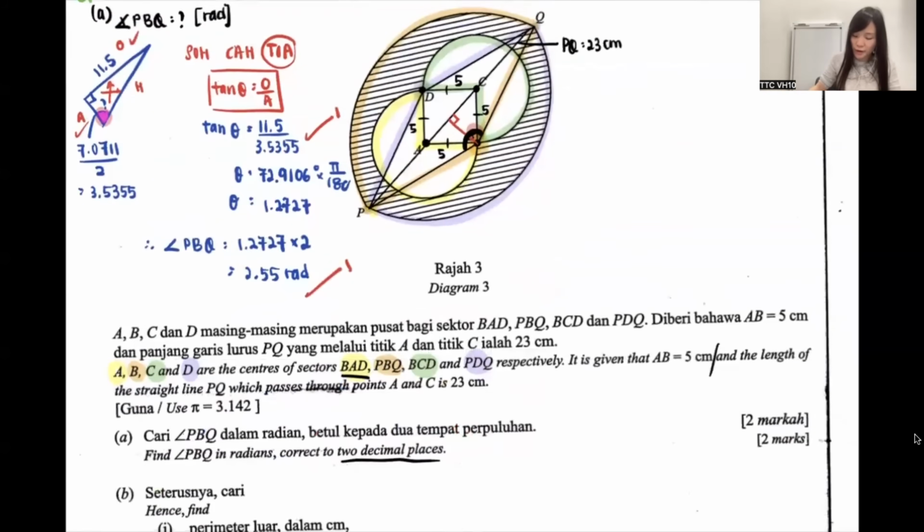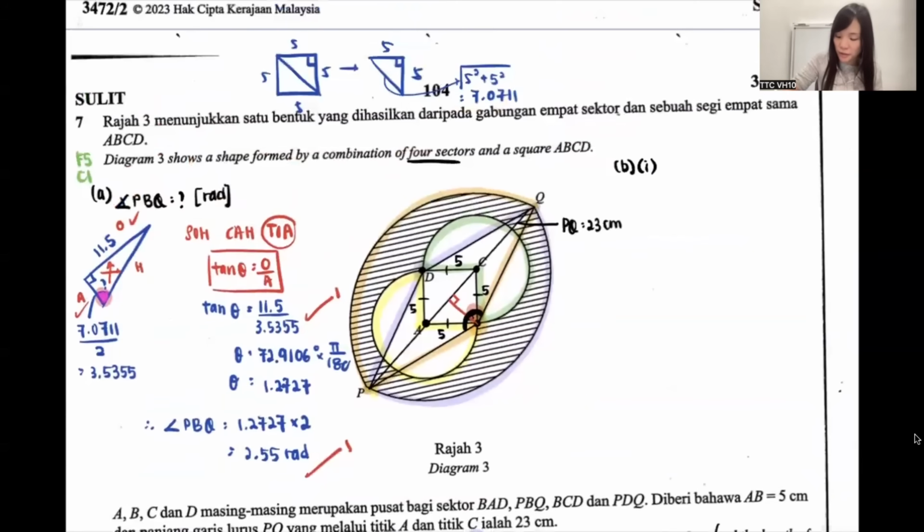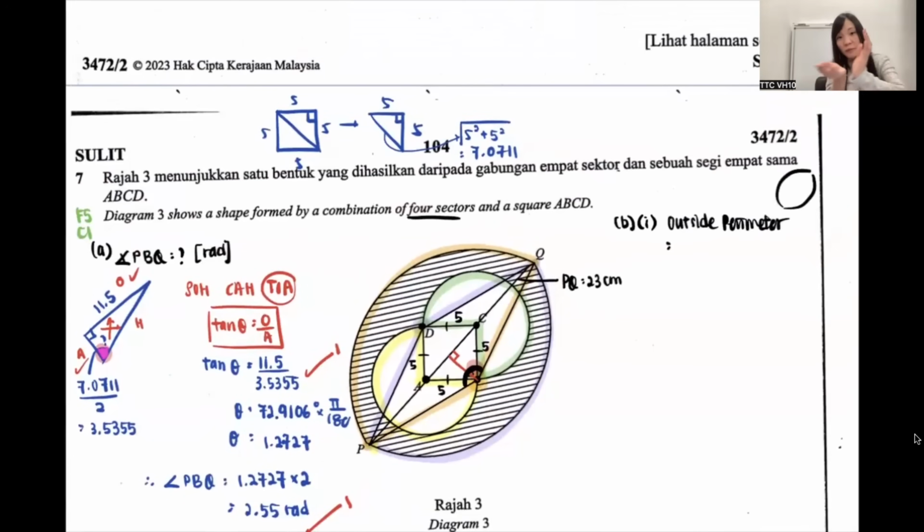So B1, they say what? Hence, therefore. So after getting that, continue. Find the outside perimeter. So perimeter is the outer layer length, total length. So outside of it, isn't it? It's just an oval shape like that. Correct, my dear? And these 2 oval shapes, is it the same size? Yes. So you just need to find one of them, you times 2.